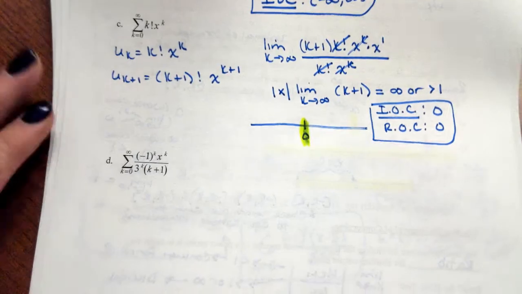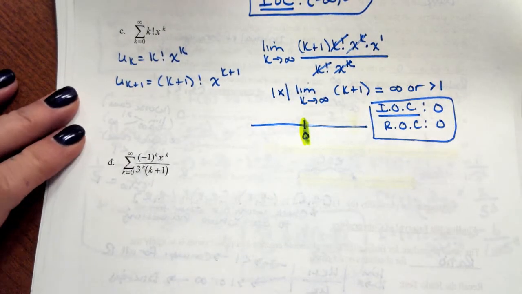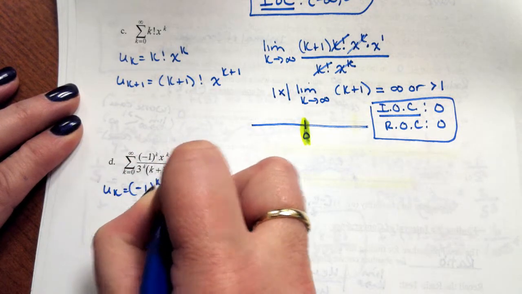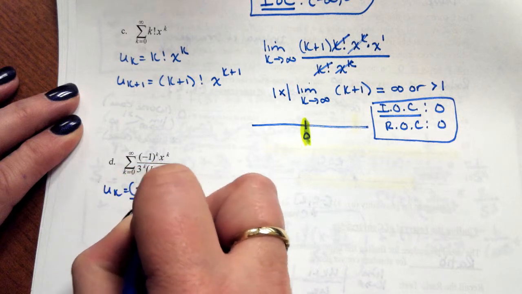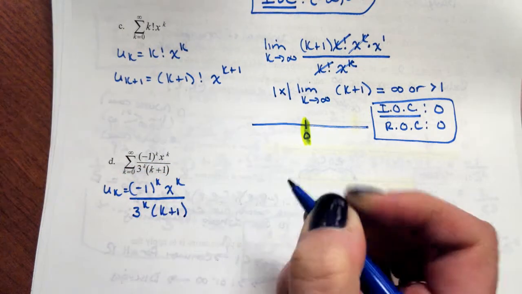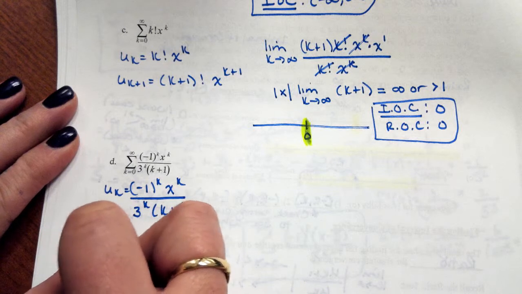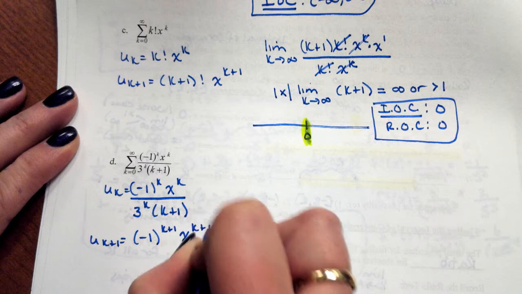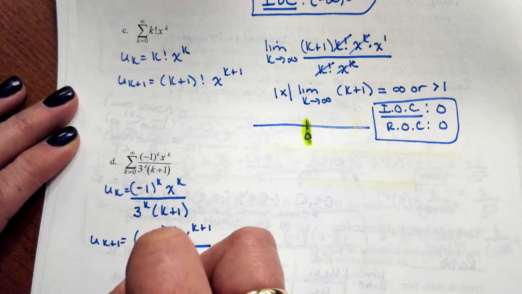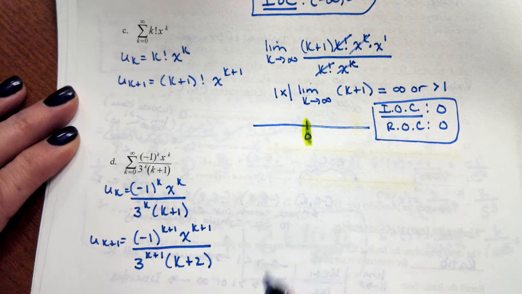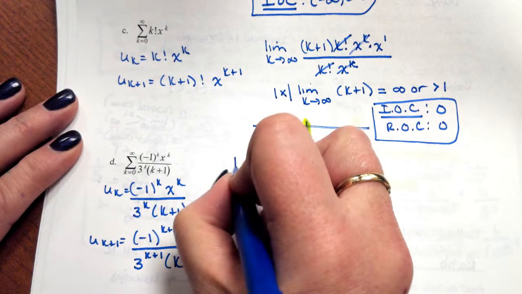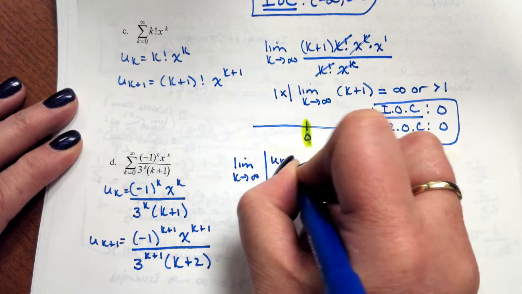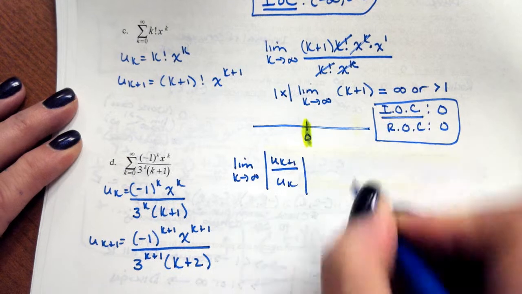So now let's take a look at D. So we end up with u sub k is negative 1 to the k, x to the k, over 3 to the k times k plus 1. U sub k plus 1 is negative 1 to the k plus 1, x to the k plus 1, over 3 to the k plus 1 times k plus 2. Now remember, you were finding the limit as k goes to infinity of the absolute value of u sub k plus 1 divided by u sub k.